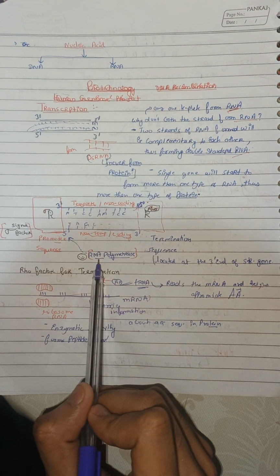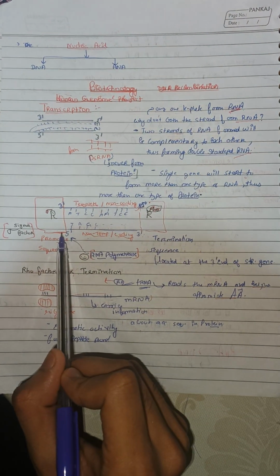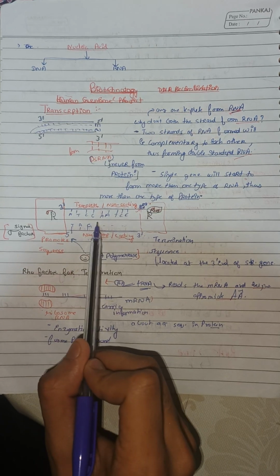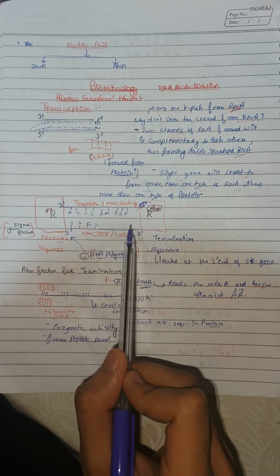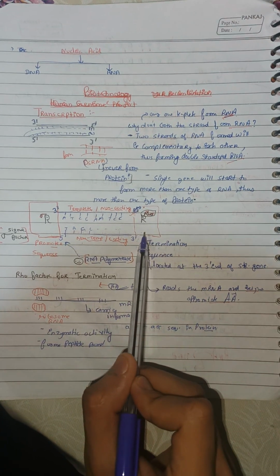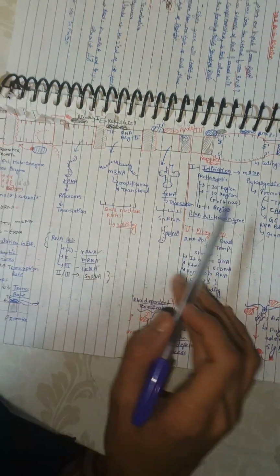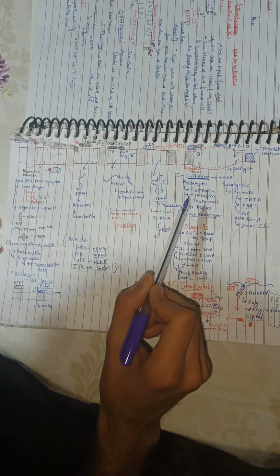There is an enzyme called RNA polymerase, which goes to the promoter region to start the transcription. At the end of transcription, the rho factor comes and binds to the terminator region, and the transcription stops. Here's the full diagram of transcription in prokaryotes and eukaryotes.